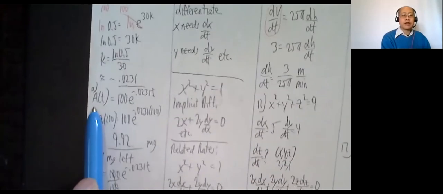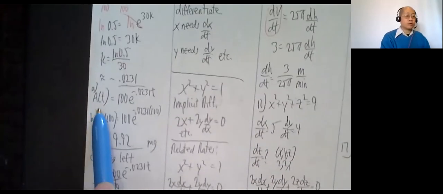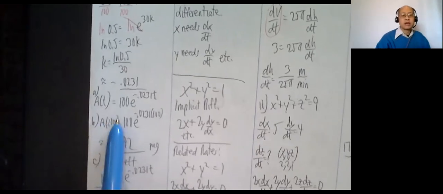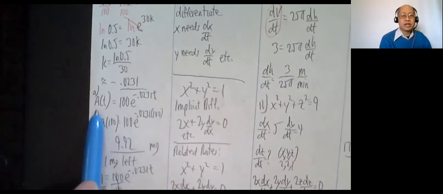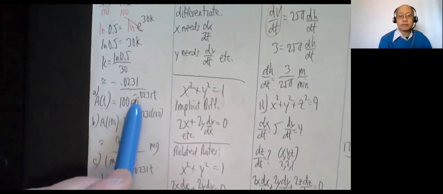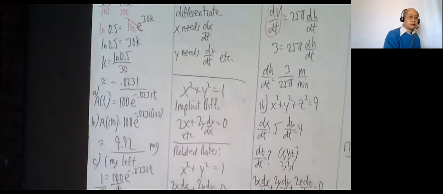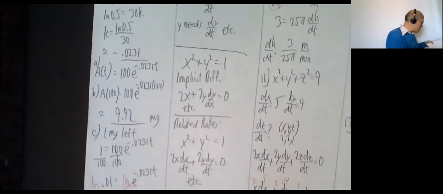So the answer to part A, give an equation for the way this cesium, was it? Cesium-137 or whatever, decays. So A of t is 100 e to the negative 0.0231 t. Okay, then part B.